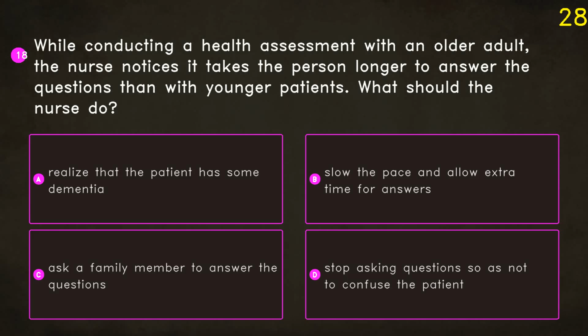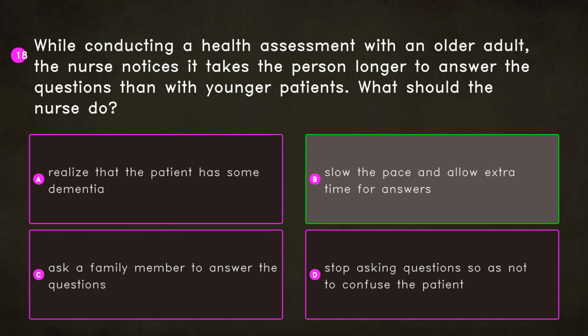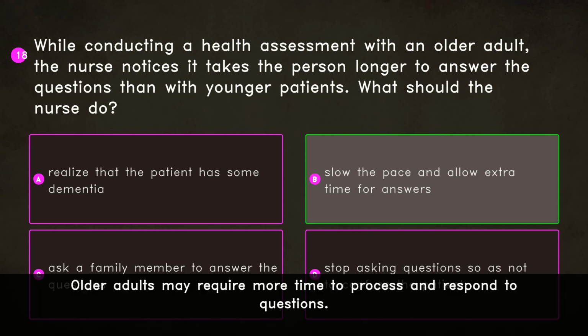Question 18. While conducting a health assessment with an older adult, the nurse notices it takes the person longer to answer the questions than with younger patients. What should the nurse do? A. Realize that the patient has some dementia. B. Slow the pace and allow extra time for answers. C. Ask a family member to answer the questions. D. Stop asking questions so as not to confuse the patient. The correct answer is slow the pace and allow extra time for answers. Older adults may require more time to process and respond to questions.